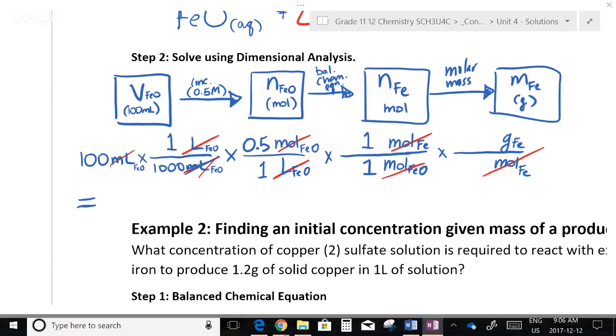Okay, so let me ask you guys, what numbers have I failed to put in here? What numbers need to go in? Do we know how many grams are in a mole of iron? Yeah, what did you get?